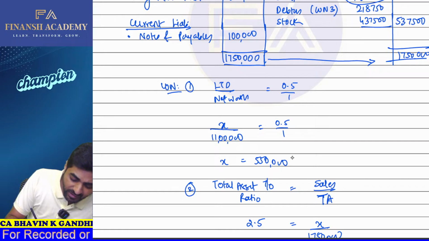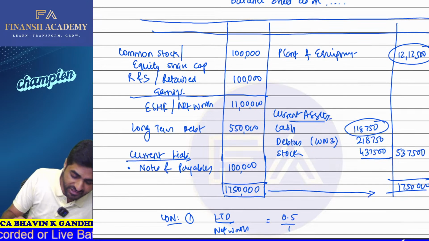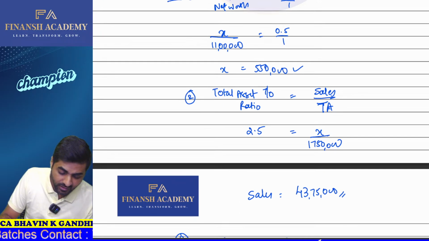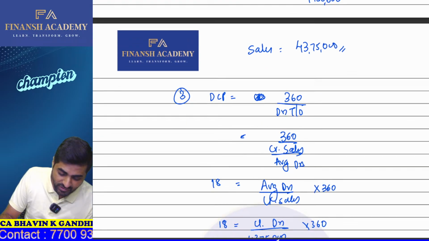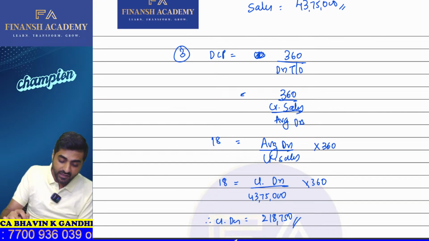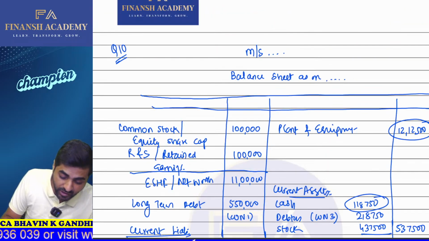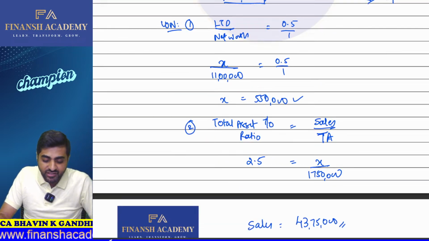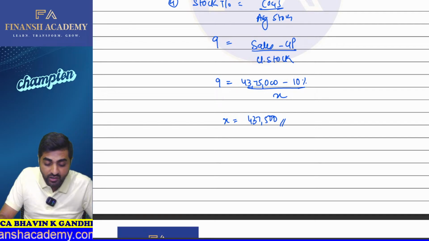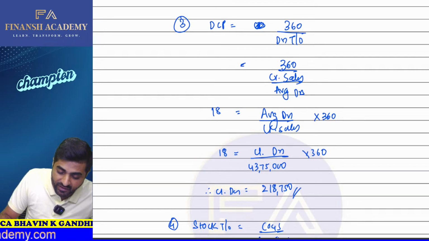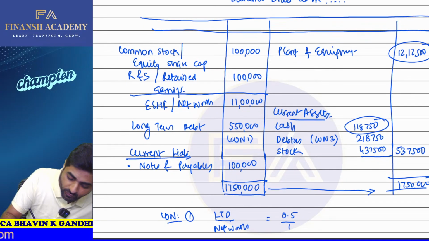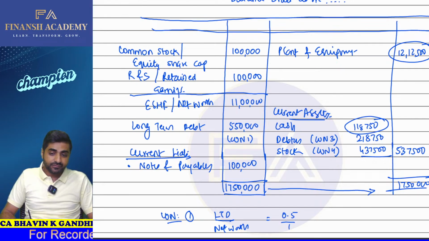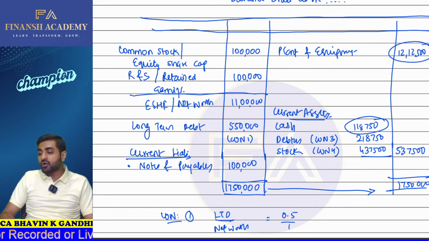So this was nothing but your long-term debt 5,50,000, which came from working note number 1. Then we had your sales 43,75,000, but we are more importantly concerned with your debtors. The debtors is 2,18,750, which comes from working note number 3. Then the next thing was your stock, which was nothing but 4,37,500, which came here, working note number 4. And as you all can see, cash is nothing but balancing figure. Okay. So this is how we have solved the entire question.